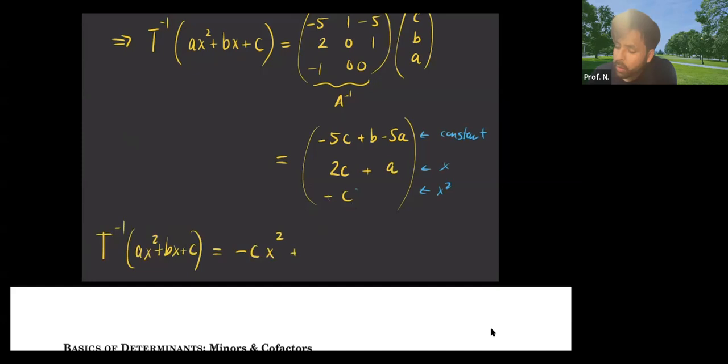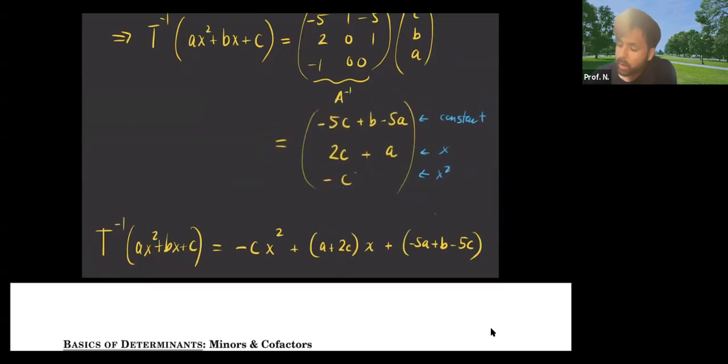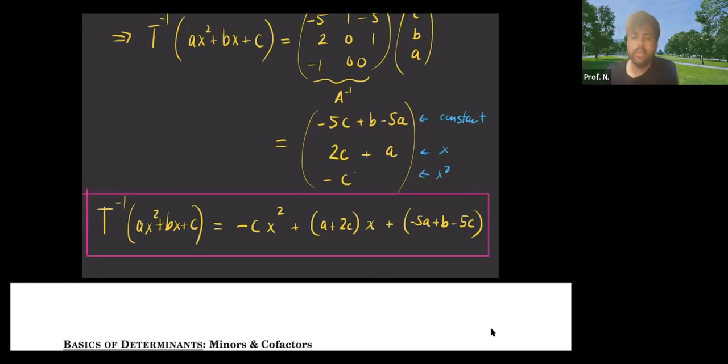Then the next coefficient would be a plus 2c. That would be the coefficient of x. And then my constant would be negative 5a plus b minus 5c. You can leave it like this. So this would be it. This would be the rule for my inverse.